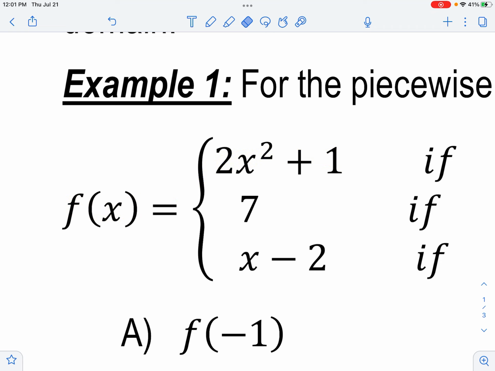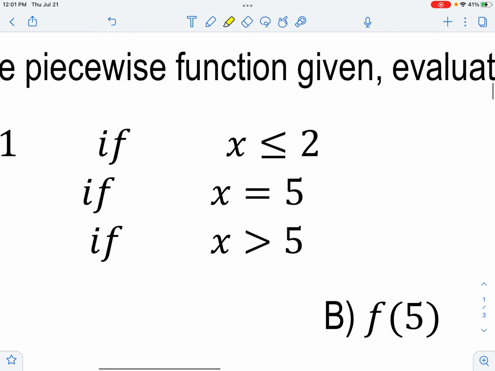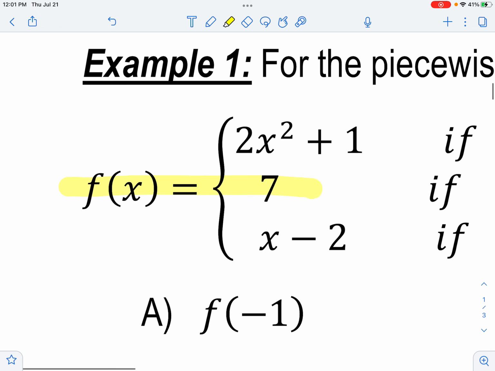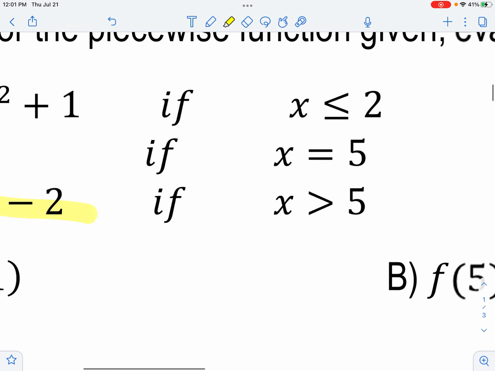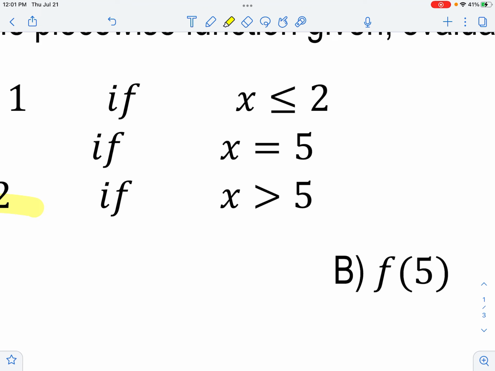All right, my second equation is f of x is just equal to 7 if you have the x value of 5. So if I say when x is 5, what is y? The answer is automatically 7. And then last but not least, I have the equation f of x equals x minus 2, and that's for x values greater than 5.